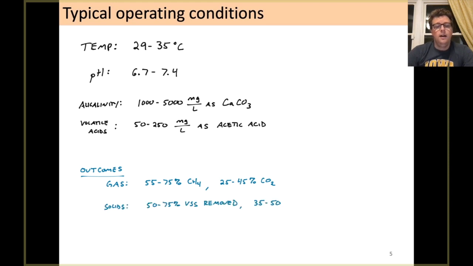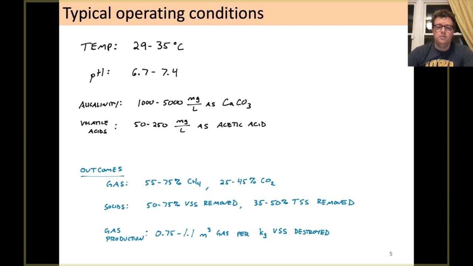We expect that anywhere from 50 to 75% of our volatile suspended solids are going to get removed by this process, and that should equate to up to half, 35 to 50% of our total suspended solids. Of course, some of those solids weren't volatile to begin with, and so those are going to pass through the sludge treatment process. In gas production, we might expect anywhere from about 0.75 to 1.1 cubic meters of gas per kilogram of volatile suspended solids that we destroy.